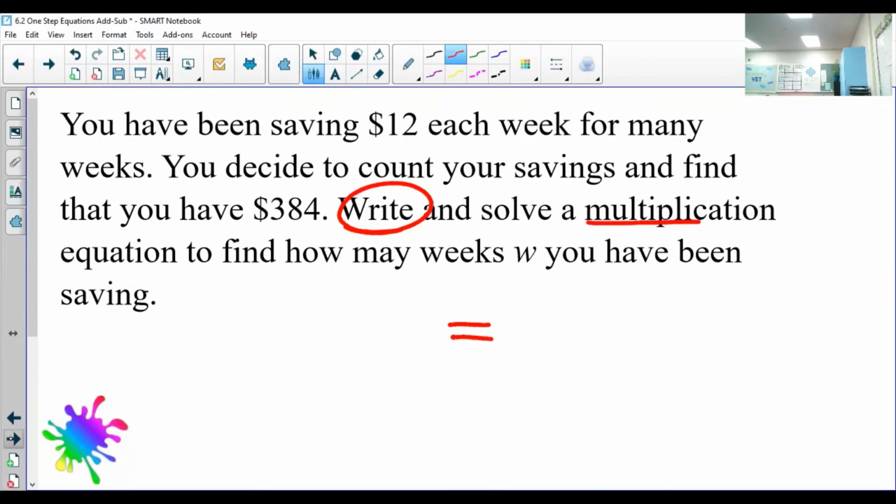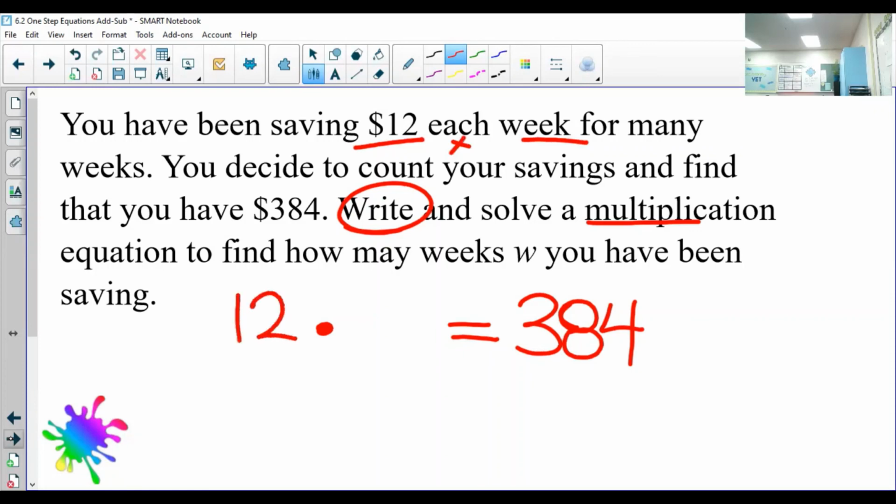So we have an equal sign, and we're going to have a multiplication. Now, I'm saving $12 each week, and I have a total savings of $384. So is my total savings going to be on the problem side or the answer side? It's the answer. That's how much money I have altogether, right? And if I'm making $12 each week, each is another term to multiply, so we know we're going to be doing 12 times W for weeks.